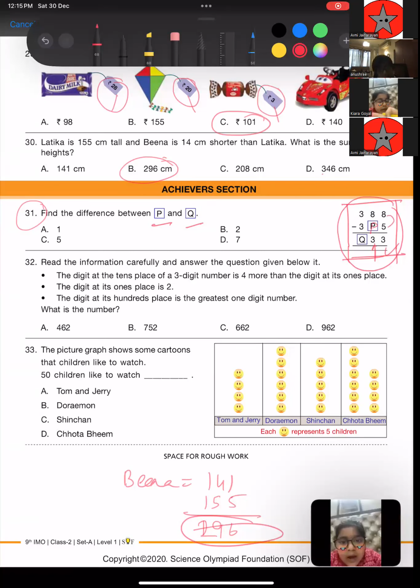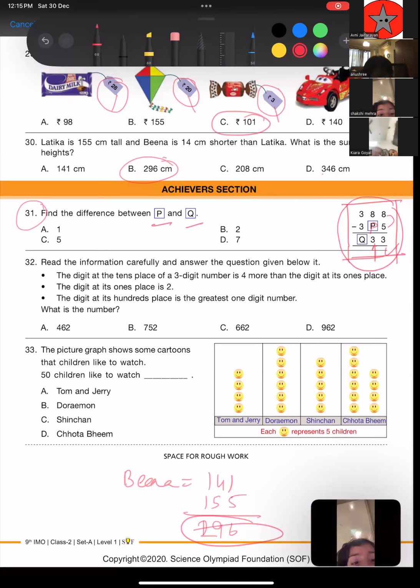Very good. So P is 5, correct? Because 8 minus 5 gives you a 3. And what is Q? What is 3 minus 3? 0. Now in the question, they want to know the difference between P and Q.